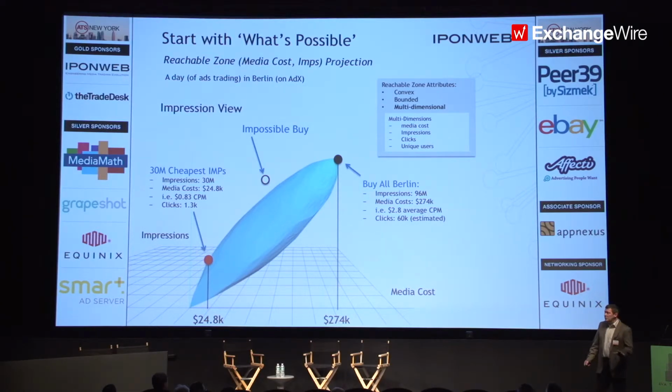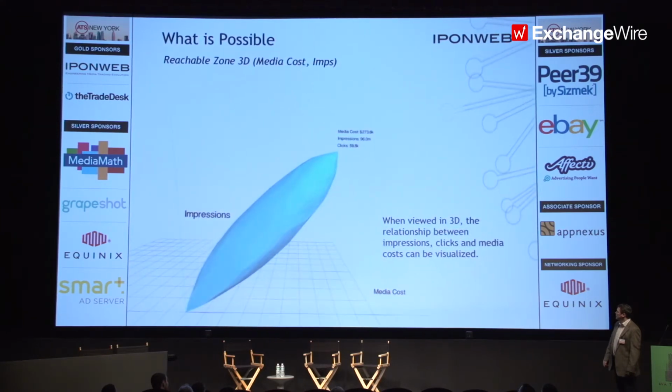Now, the interesting thing about the reachable zone is that it's a convex bounded body. At least it's convex on AdX, because they run a true second price auction. If it's not true second price, then this thing needs to be modified. And the other very important thing for multiple goals is that it's actually multidimensional. Here I just draw a projection onto media cost and impressions. But if you care about clicks, that will be 3-dimensional. If you care, for example, about clicks and unique users, that's a 4-dimensional body of which I'm showing you 2-dimensional projections. To emphasize the point, let me rotate this body around the media cost axis, which hopefully might even work.